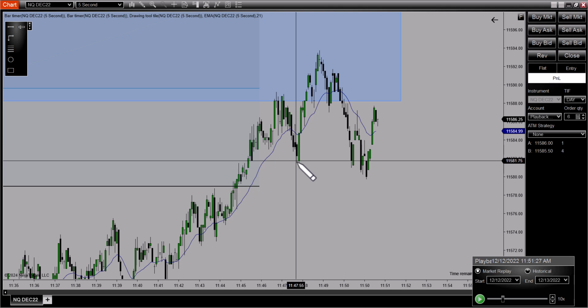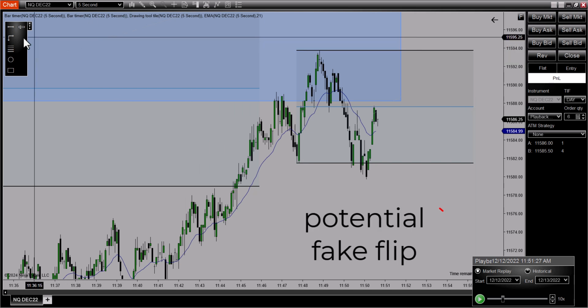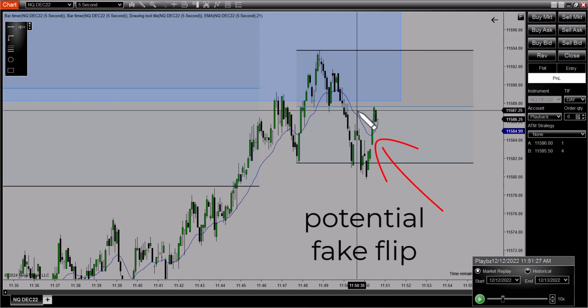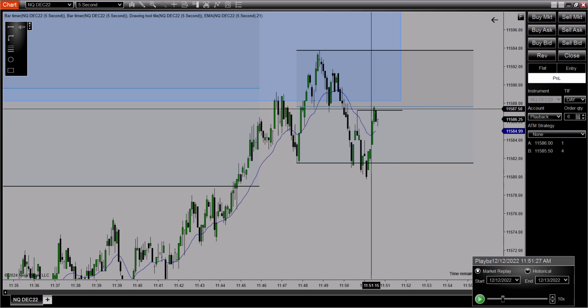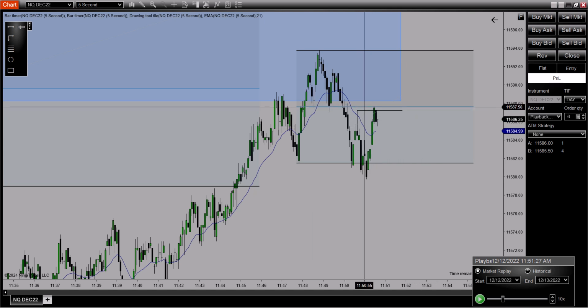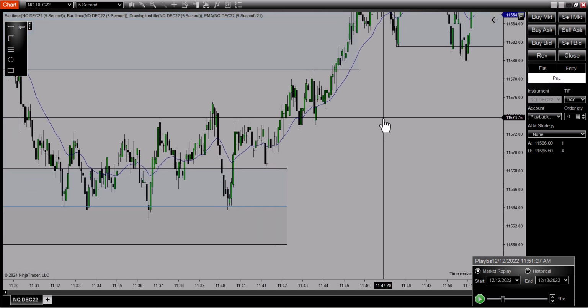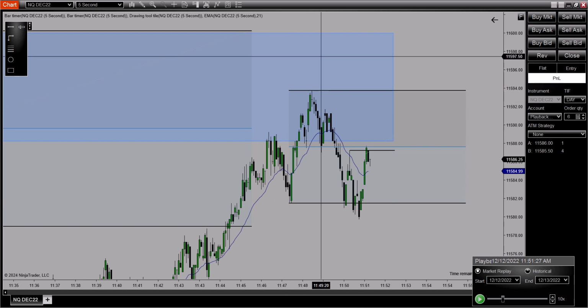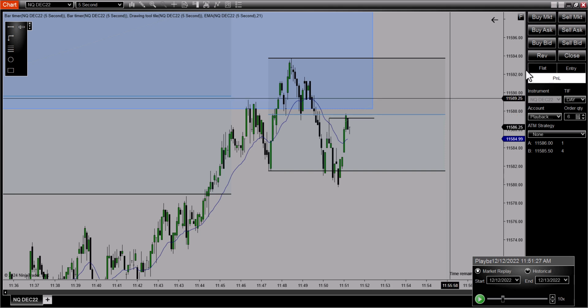Now we have a flip right here, and also our model. We have a sweep of this short-term high, right, into the 50%. And we are inside that unmitigated zone, right? So this could be a nice setup. So let's take it.